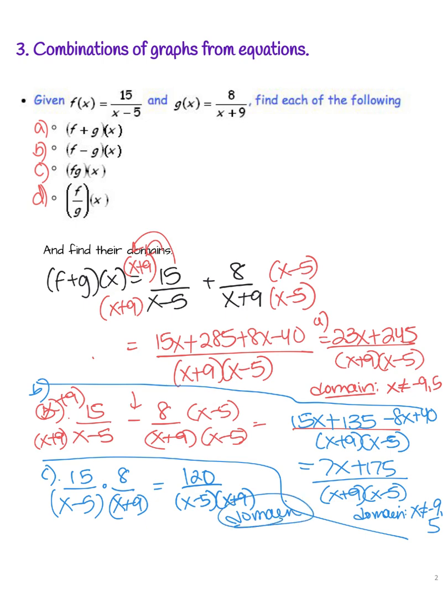Okay, and finally, the last one is to divide the two. You know what? I'm actually going to do that at the very top. So I'm going to take 15 over x minus 5. And instead of dividing it, the way you divide is you multiply by the reciprocal of the other. You know what? I'm going to actually write it out because I want to show you something. Oh, sorry about that. This is not as easy as you would think. Shoot. All right. Over 8 over x plus 9.